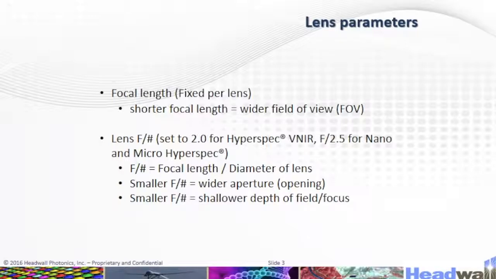Here we have the lens parameters. Focal length is fixed per lens. A shorter focal length gives a wider field of view. Lens f-number will be set to 2.0 for Hyperspec Vernier, and 2.5 for Nano and Micro Hyperspec. F-number equals focal length divided by the diameter of the lens. A smaller f-number means a wider aperture opening, and a shallower depth of field. Focus.